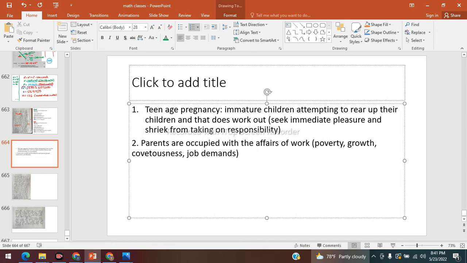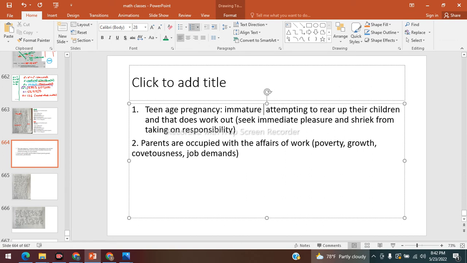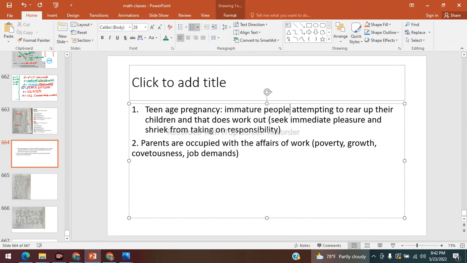You have to be persistent and patient. You get it? I get it. But okay, you have immature, let's see, I hate to use the word people, so immature people, right, rearing up their children, and that doesn't work out because they seek immediate pleasure and shrink from taking on responsibility. And that's a result of having a child too young, right?